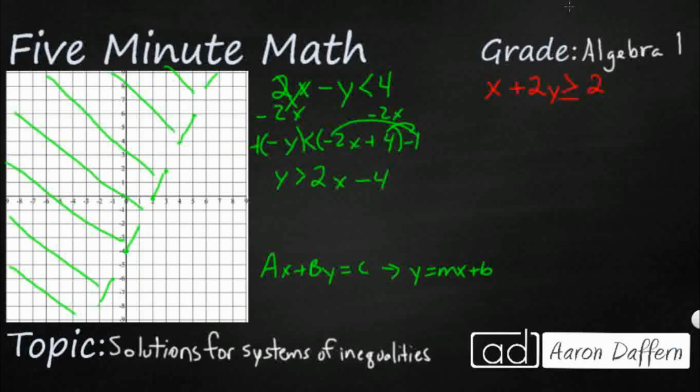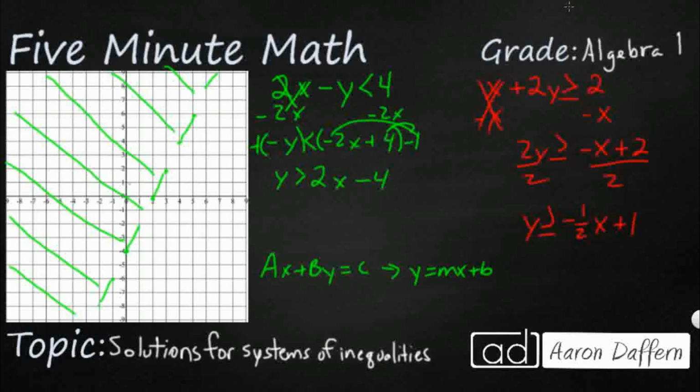So the 2 is right there. I need to still solve for this y, but that 2y is sitting right there. So we're going to get 2y greater than or equal to negative x plus 2. I just need to divide both sides by 2. So y is greater than or equal to, let's call that negative 1/2 x plus 1.